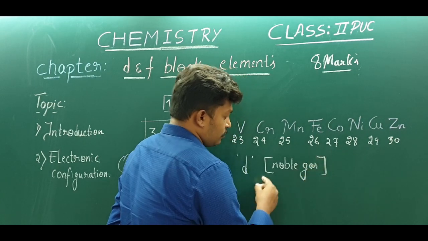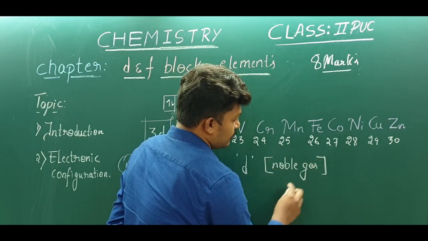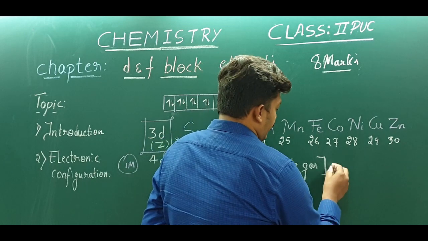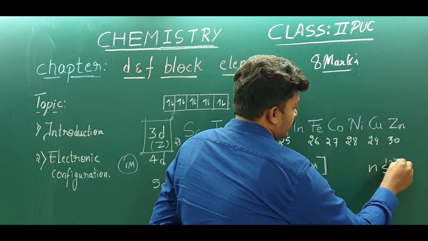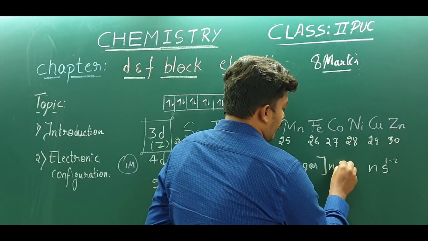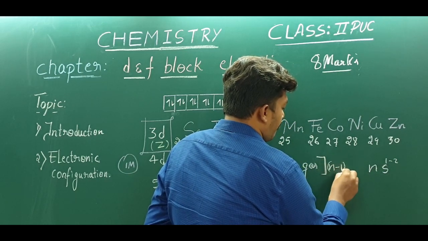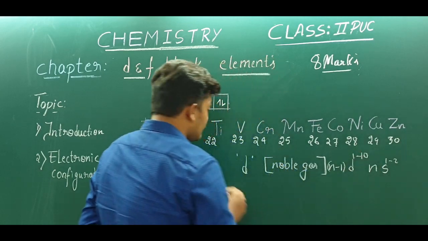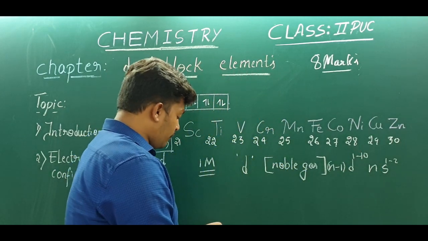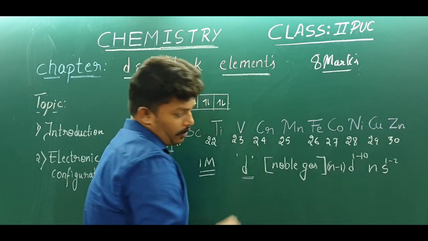As you know, you have to mention the noble gas in square brackets, then ns 1 to 2, (n minus 1) d 1 to 10. This is the general electronic configuration for the d block.